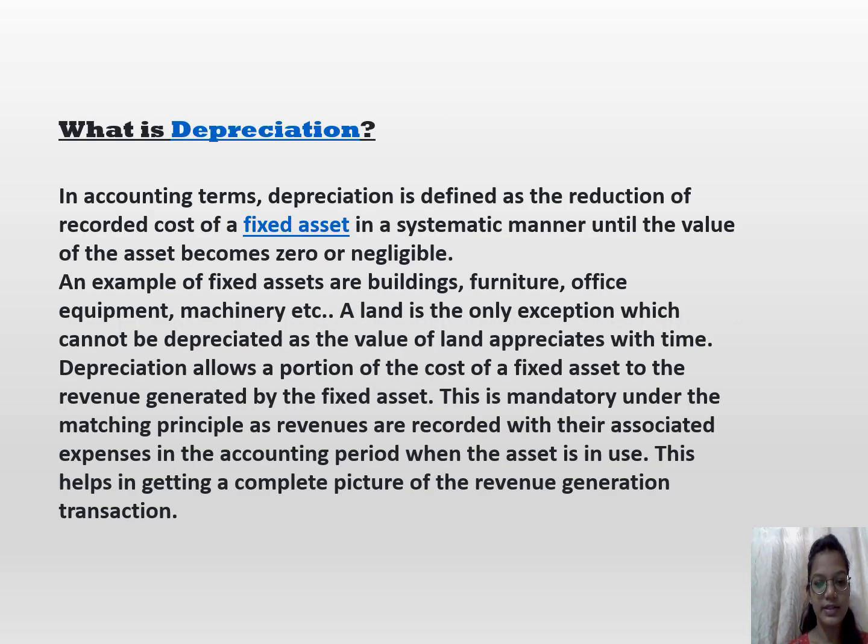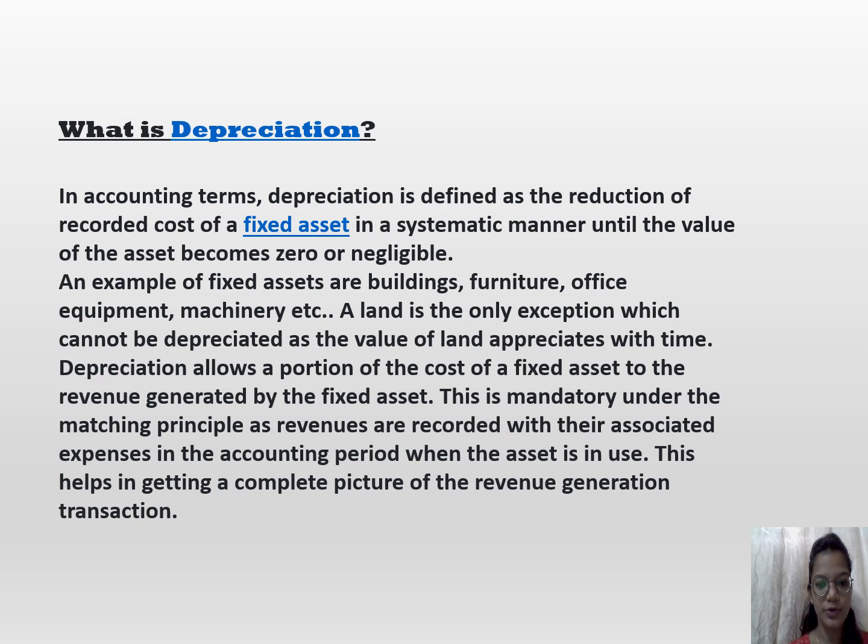So firstly, what is depreciation? In accounting terms, depreciation is defined as the deduction of the recorded cost of a fixed asset in a systematic manner until the value of the asset becomes zero or negligible. Examples of fixed assets are building, furniture, office equipment, machinery, etc. Land is the only exception which cannot be depreciated, as the value of land appreciates with time.